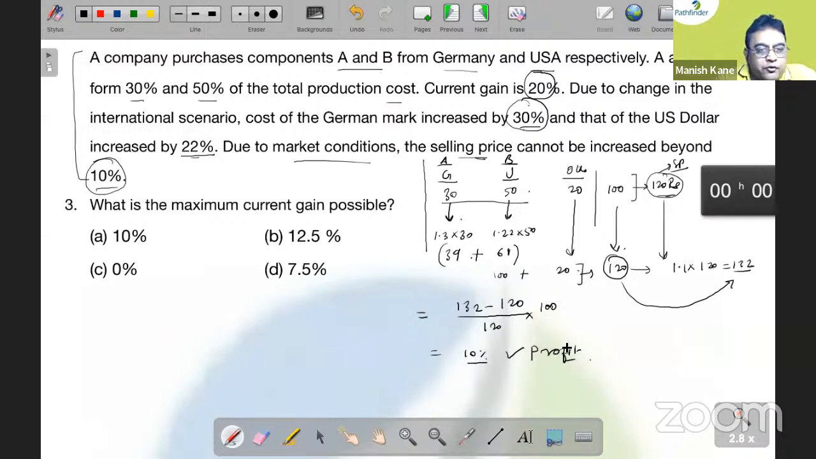Again, what we did was we just took some relevant assumptions, and taking relevant assumptions, you can always solve most of the arithmetic questions easily. And what was the assumption here? That the cost of the product initially is 100 rupees. Let us look at another question.